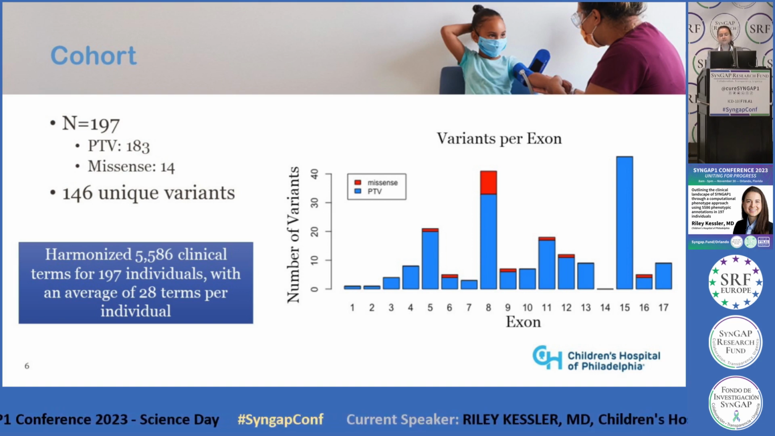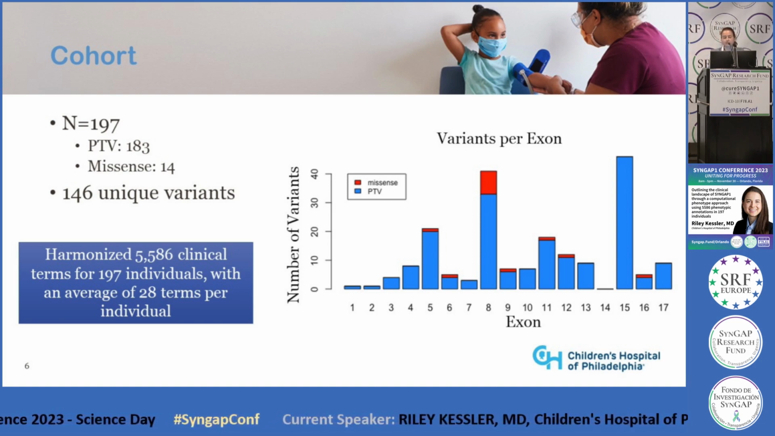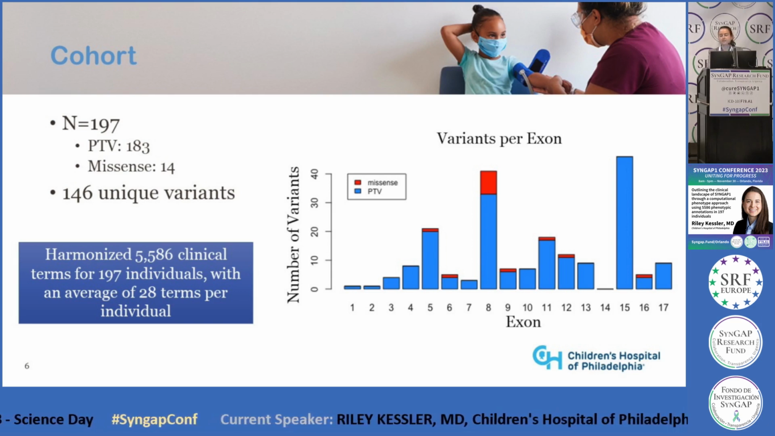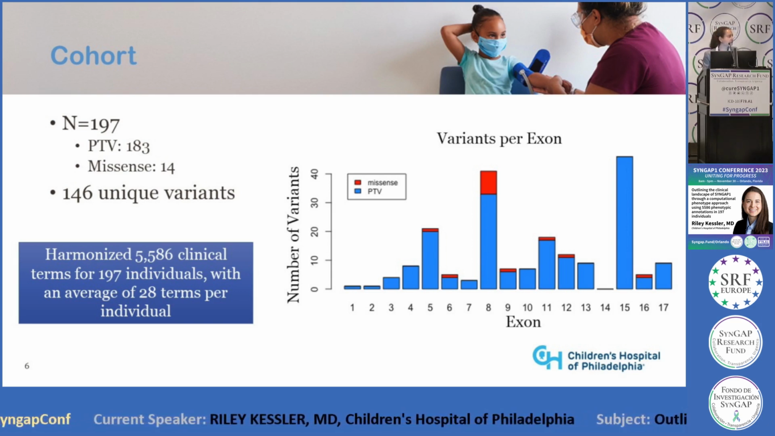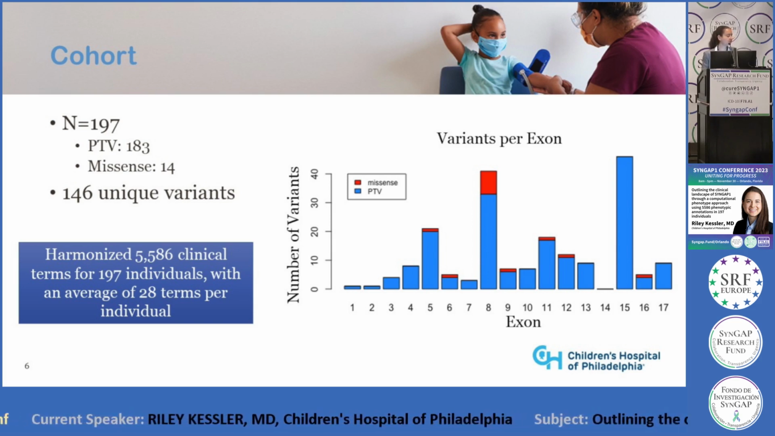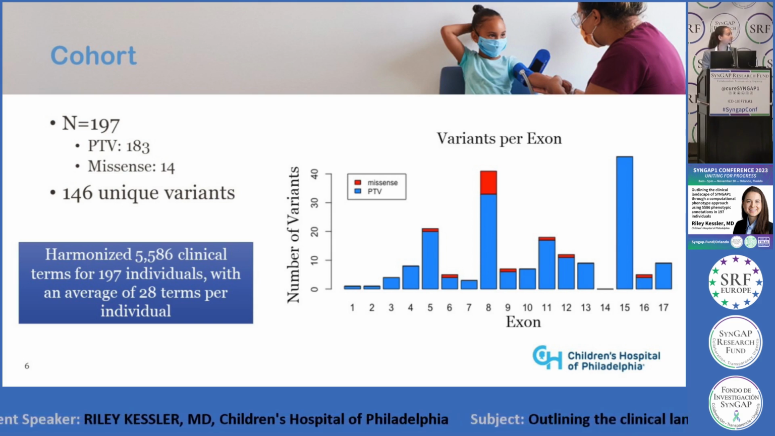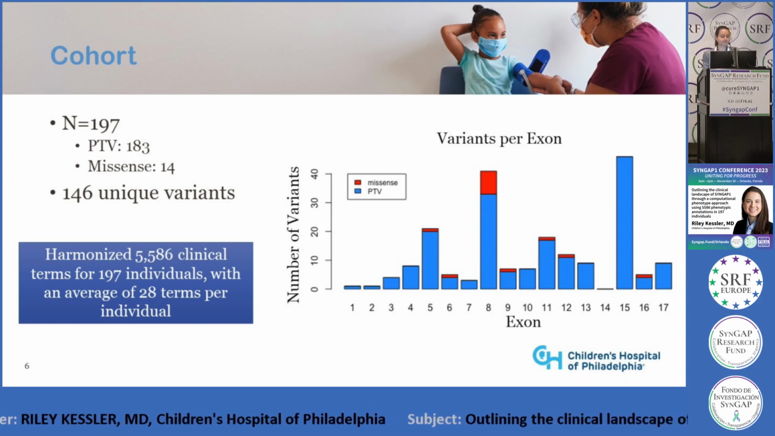Another way of looking at this is by looking at the number of variants per exon. You can see that exon 8 and exon 15 had the most number of variants. One thing I thought was interesting was that we had 12 unique missense variants, and 6 of the 12, or half of them, were located on exon 8.